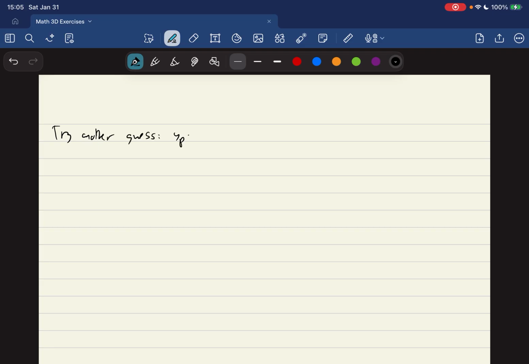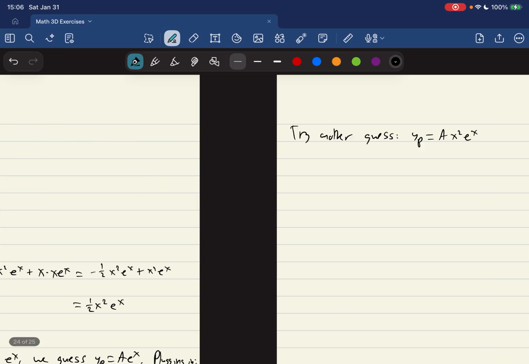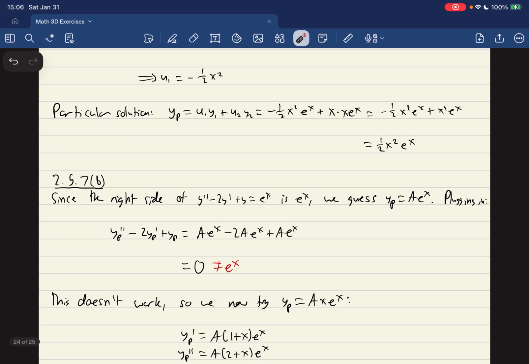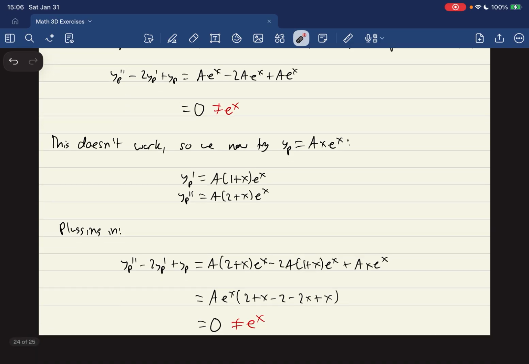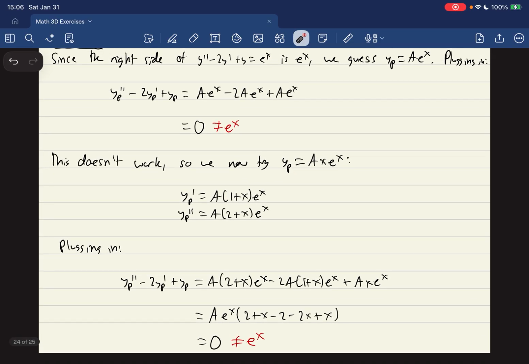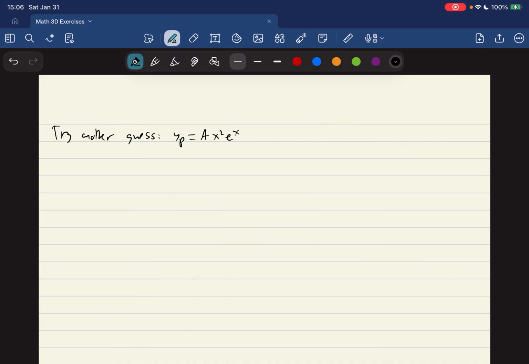So now let's try to guess y sub p equals a x squared e to the x. And in general, this is how it's going to be whenever you have this with undetermined coefficients. Your first guess doesn't work, just multiply it by x to get this. And if this guess doesn't work, multiply by x once again to now try this guess. And so here, y sub p prime will be a, and then doing the product rule, 2x e to the x plus x squared e to the x. We get that this is a e to the x, 2x plus x squared.